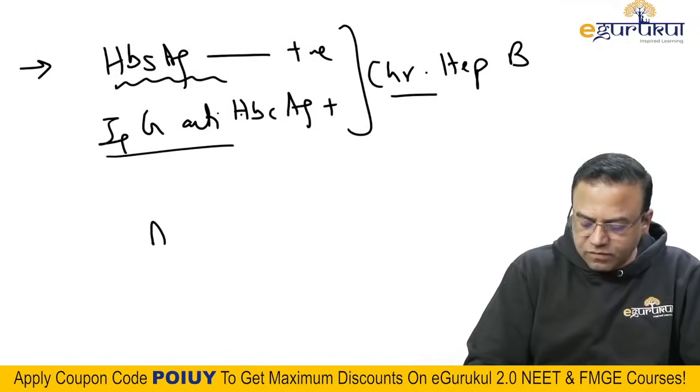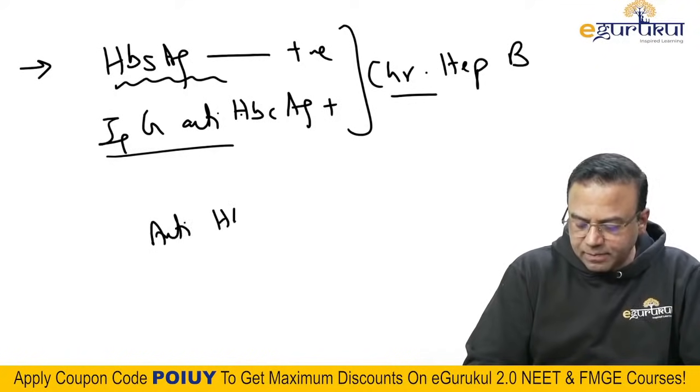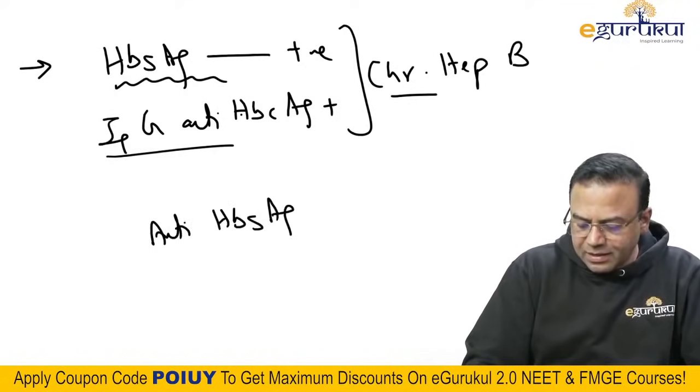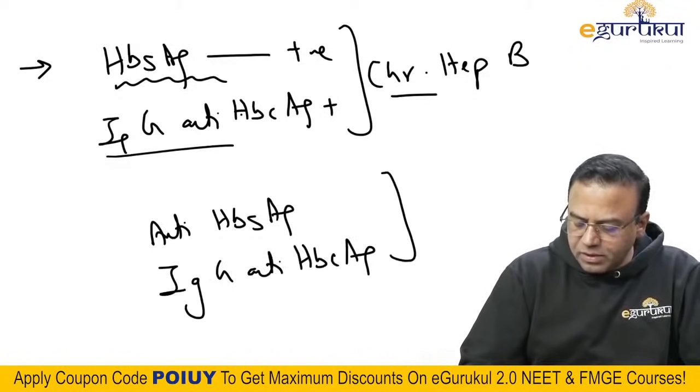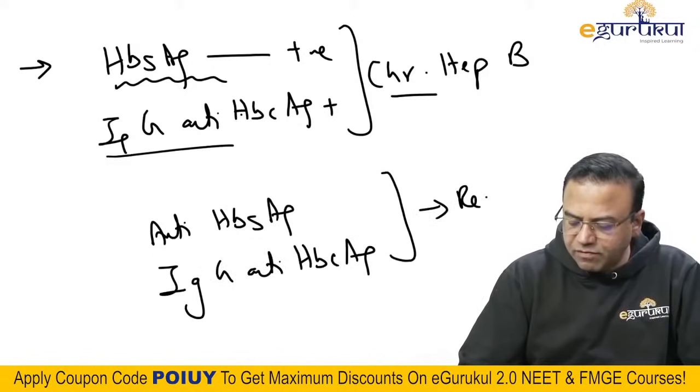However, if the MCQ gives you antibody against surface antigen, and let's say the patient has got IgG anti-HBc, this combination suggests that the patient has recovered from hepatitis B.